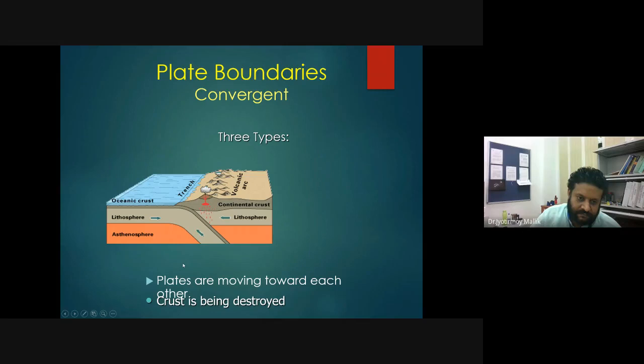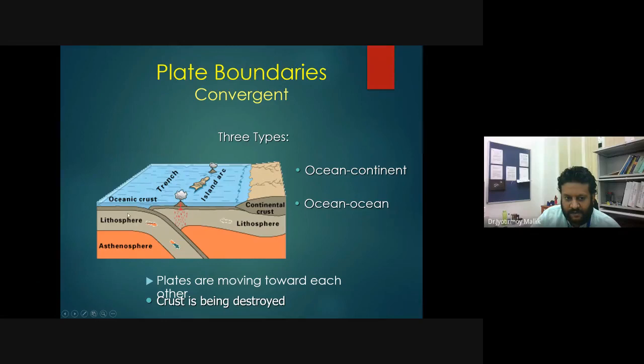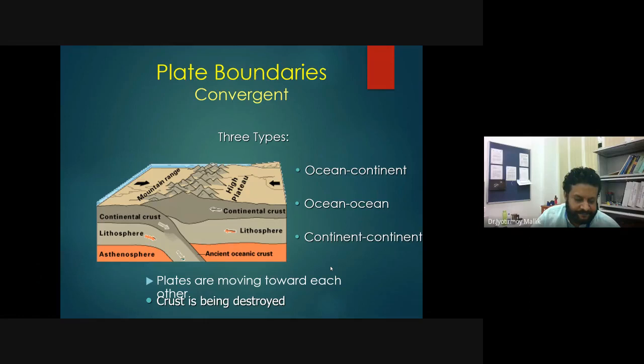Now we can subdivide these convergent plate boundaries into three categories. Where we see collision between ocean and continent, where oceanic crust and continental crust converge with each other, it is an ocean-continent plate boundary. It can be an ocean-ocean plate boundary, so one oceanic crust is moving beneath another oceanic crust. And then, of course, there is the continent-continent plate boundary. Okay. So these are the basic three types of convergent plate boundaries.